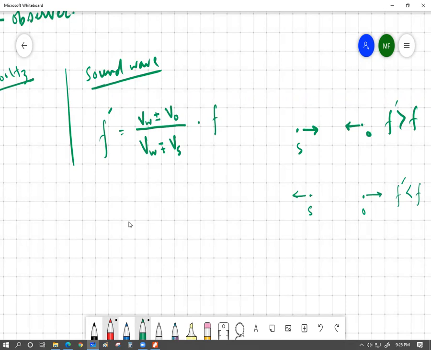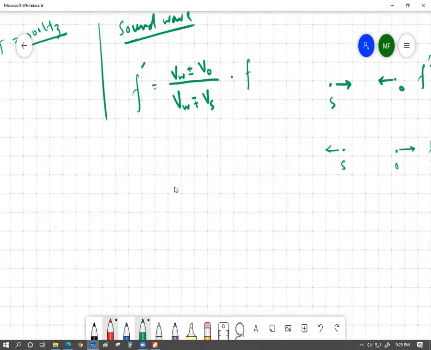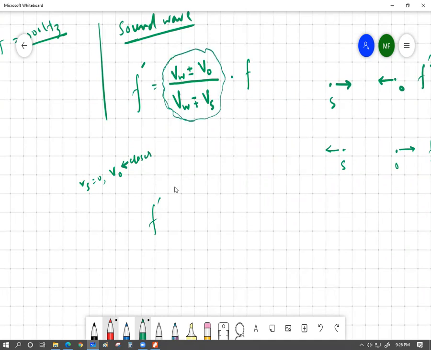For example, in a case where the source is stationary and the observer is getting closer, in that case the observed frequency should be higher than the source, which means the value of this fraction should be bigger than 1 or smaller than 1. বলো তো, if f prime has to be bigger than f, এই ফ্র্যাকশনটার ভ্যালু কি হতে হবে? মোর দেন 1 হতে হবে না লেস দেন 1 হতে হবে?